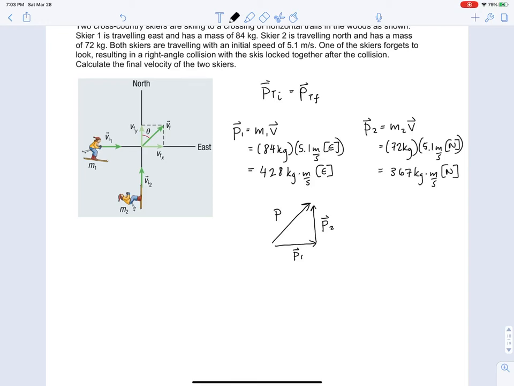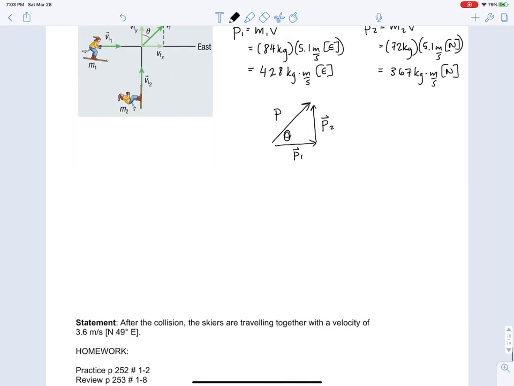We're going to find this using the Pythagorean theorem. So, the final momentum is equal to the square root of P1 squared, which is 428 kilograms times meters per second squared, plus 367 kilograms times meters per second, all squared. Solve this, and you get the final momentum of 564 kilograms times meters per second.